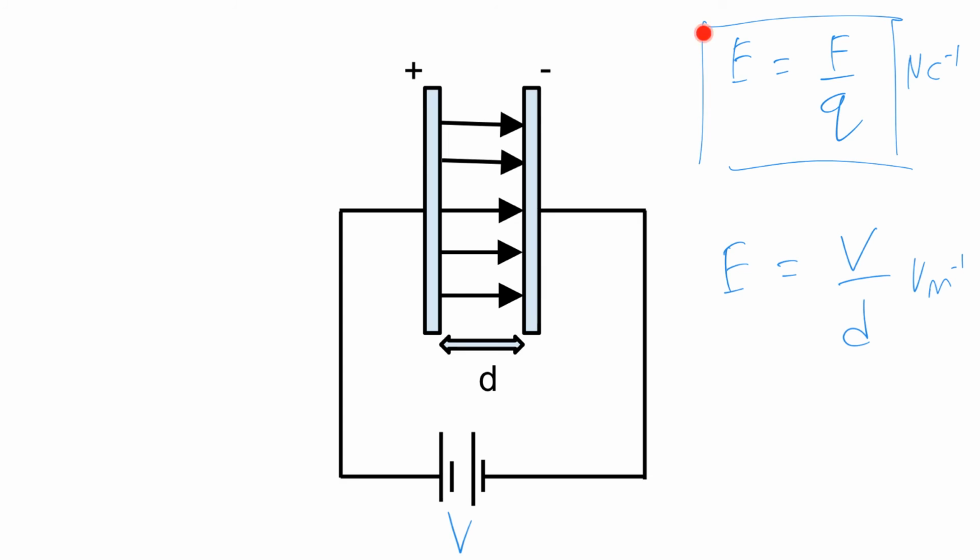So when do I use this formula? You use F over Q for any type of field, provided you know the force. But whenever you see a uniform field between charged parallel plates, you should try using V over D first, because this is easier. And furthermore, this formula can only be used for uniform fields. Never ever use this formula for any other type of field. It is wrong. It's only for uniform fields.